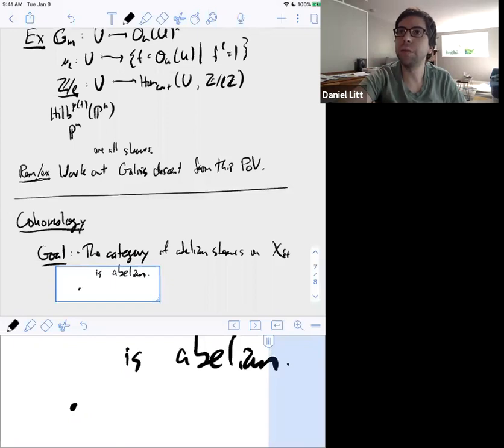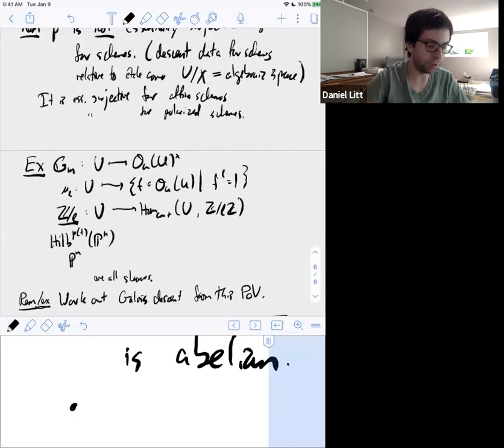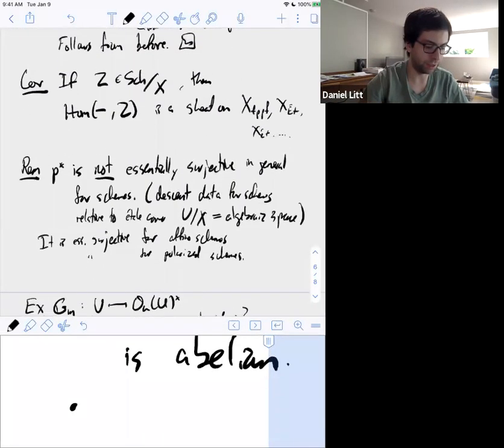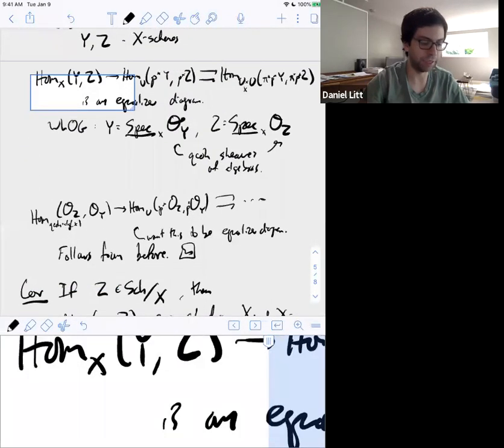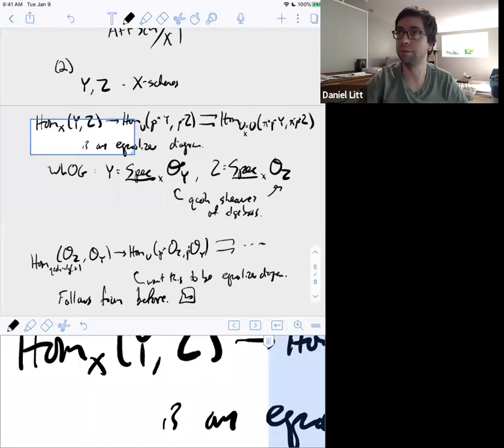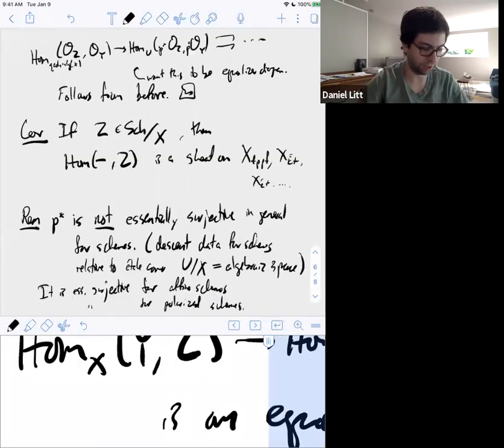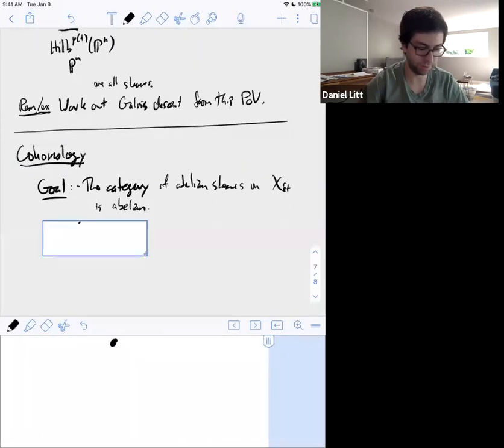Oh, so Benjamin asks, we hadn't proved that representable functors were sheaves yet. So the fact that representable functors are sheaves is immediate from this, it's the statement of this corollary, but it's immediate from this descent for morphisms of schemes. Yeah, thank you, Benjamin. That's a good question.